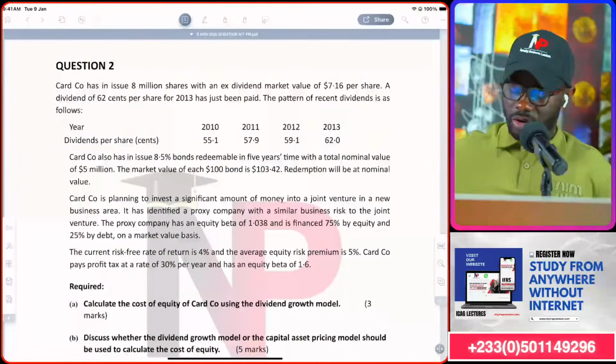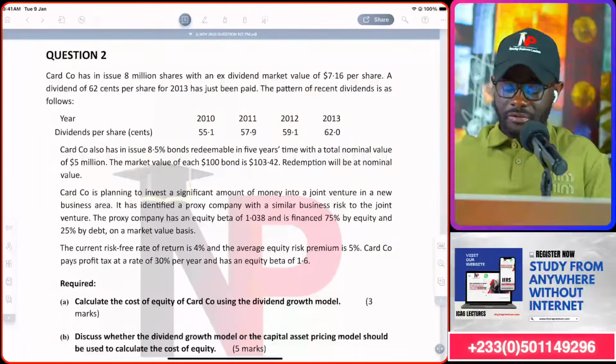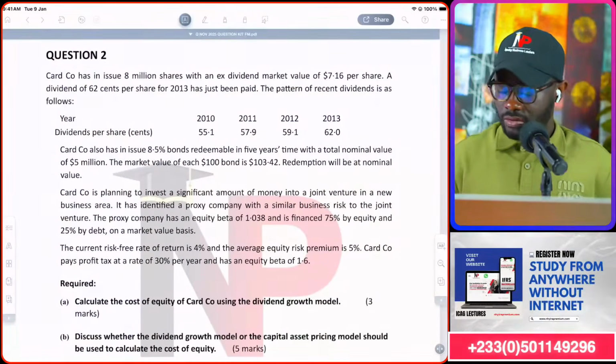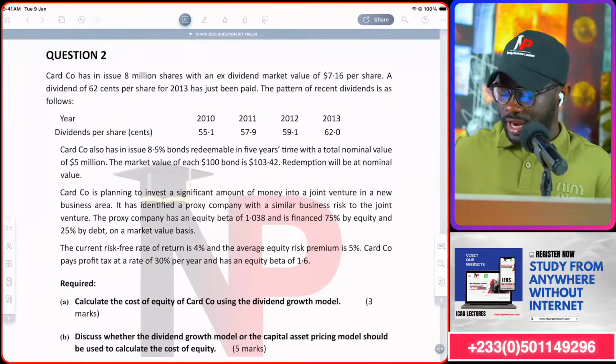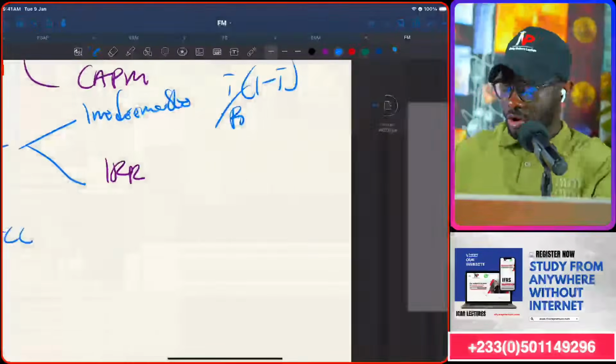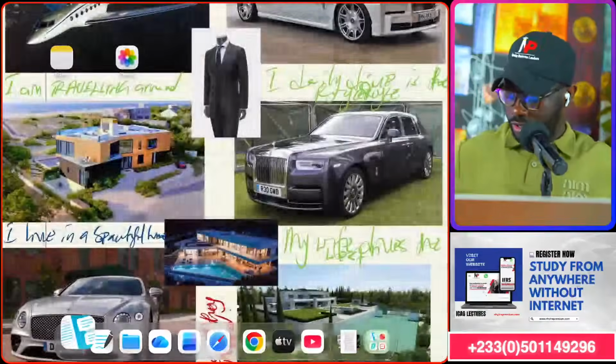So back into our question kit that we've been referring to in the series, and we are going into question number 2, that is CAT-CO, and going to open up the discussion on that.